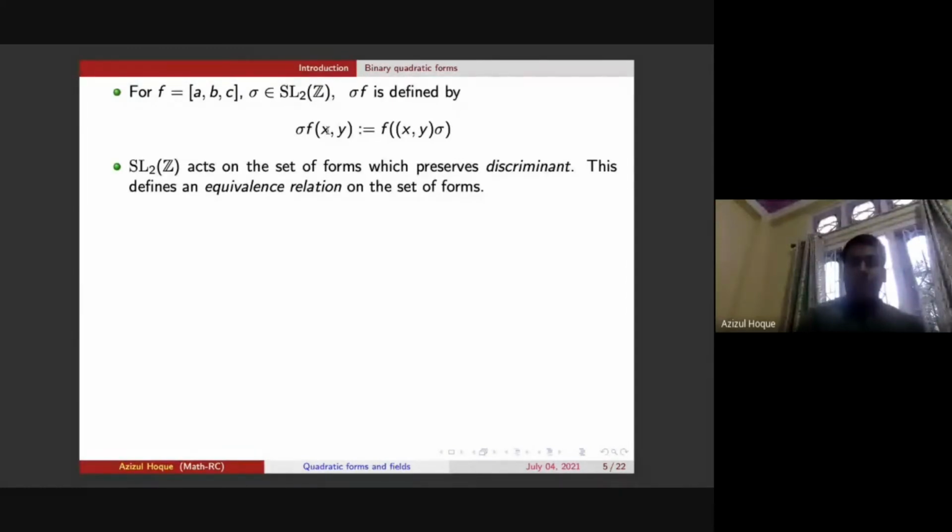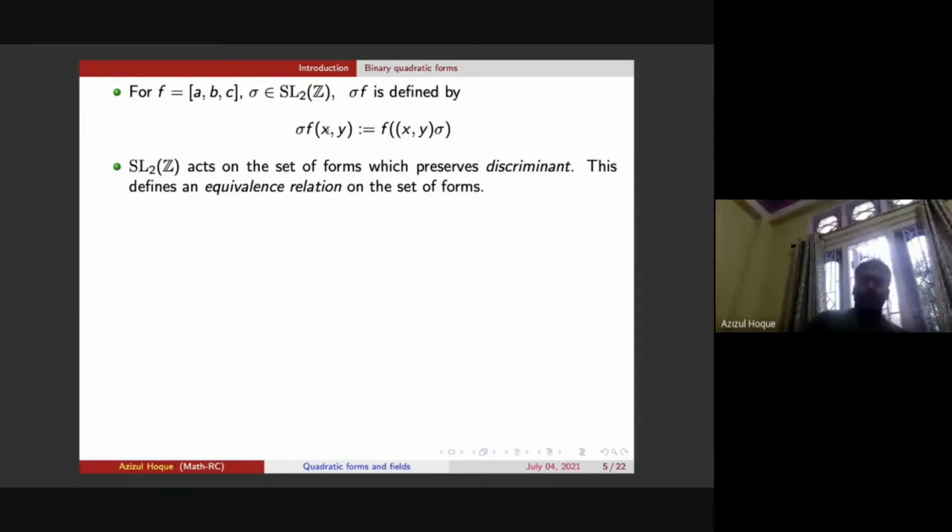Okay, and that structure was given by Gauss, and that was the best discovery at that time, because at that time the present structure of group theory did not exist. So that is why this discovery was the best one during that time.